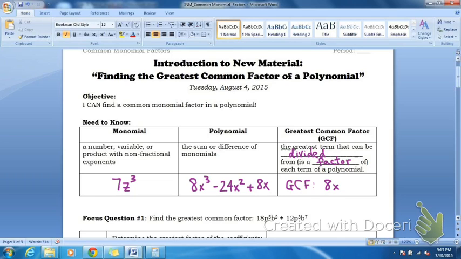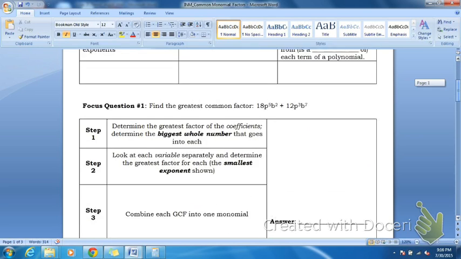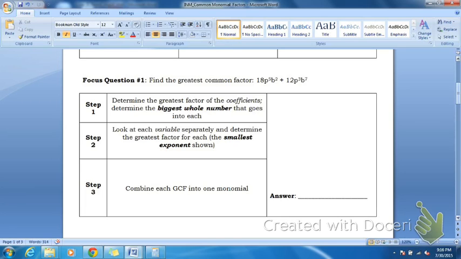Now let's take a look at the first example. Okay, there we go. For number 1, we're looking at 18p to the 5th power b squared plus 12p cubed b to the 7th, and we want to find the greatest common factor of this binomial.